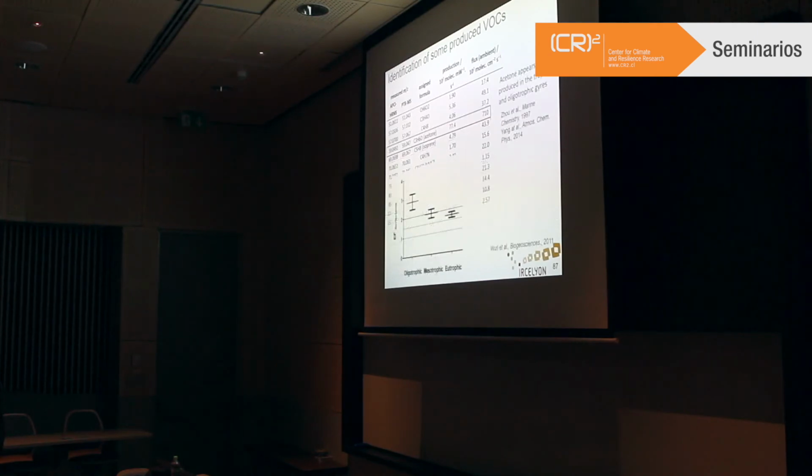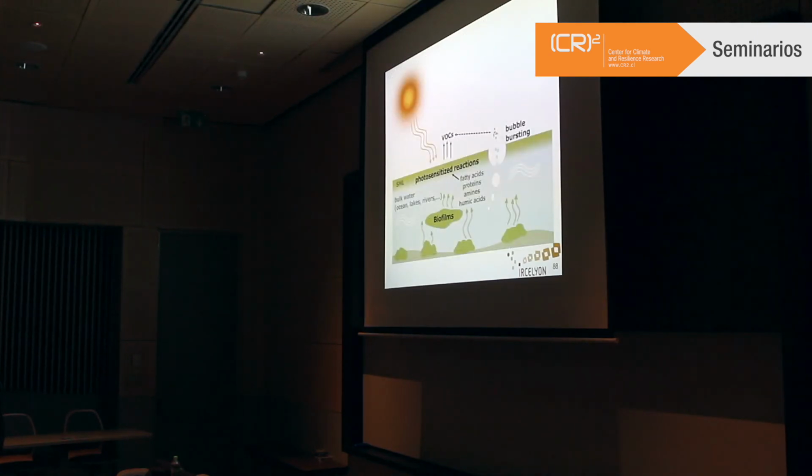So I'm just skipping all this. So what we are suggesting now is that basically you have biology happening in the ocean. After the cell lysis, the products go to the interface, undergo photosensitized reactions, and are emitting VOCs.